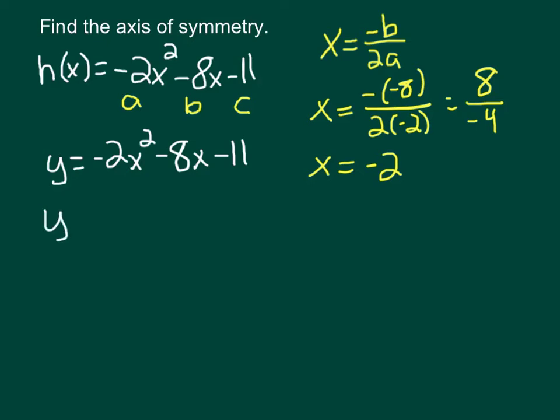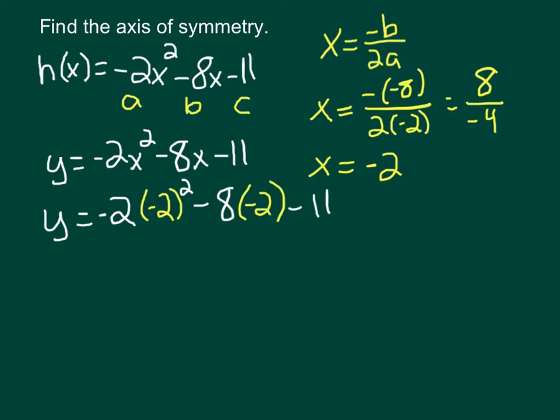So I've got y is equal to negative 2 times negative 2 squared, minus 8 times negative 2, minus 11. Okay, and you'll notice that I did those in yellow because that's where my x value came from over here. This was the negative 2. I'm just plugging it in right here.